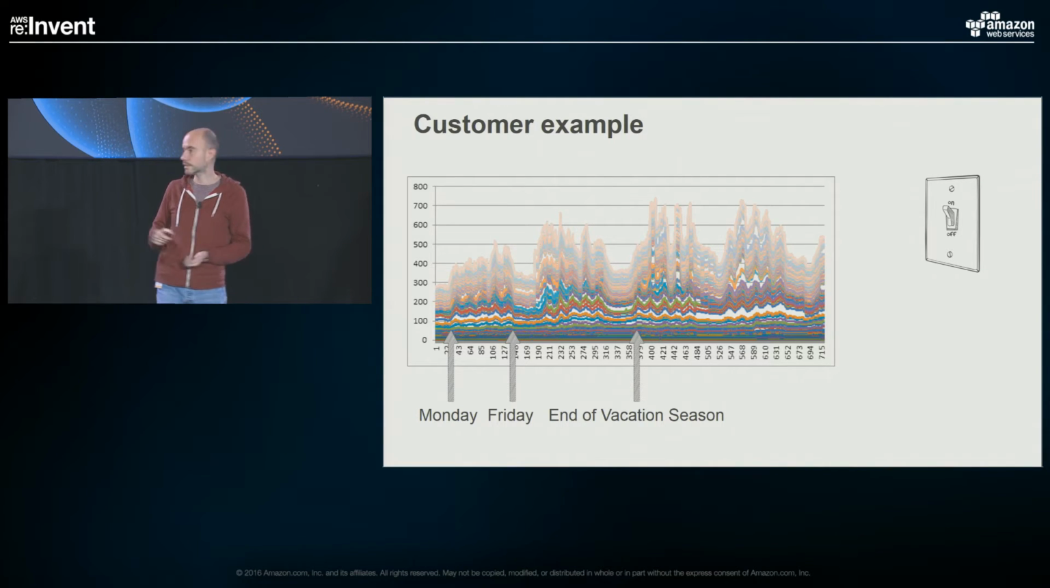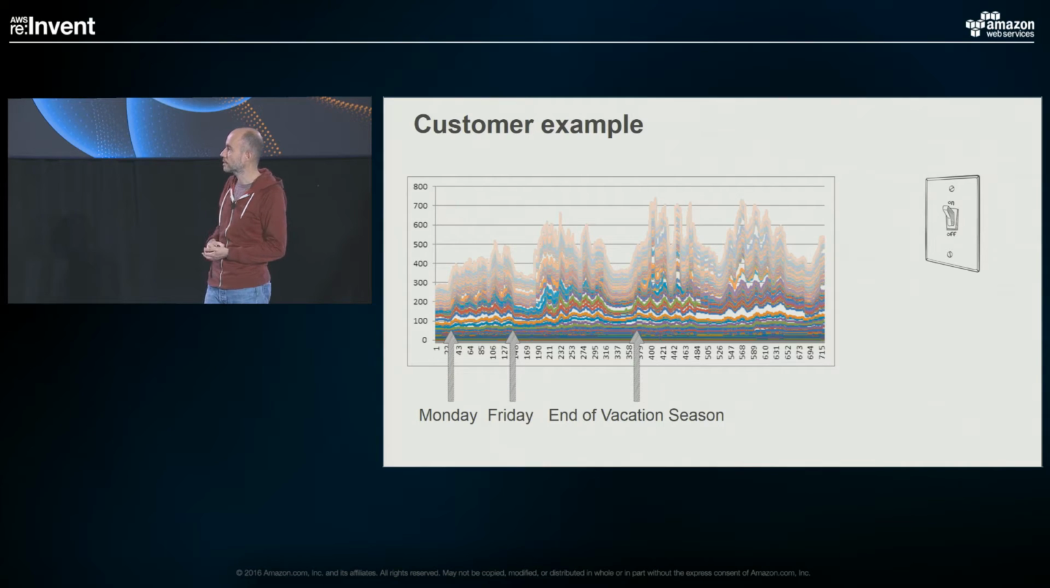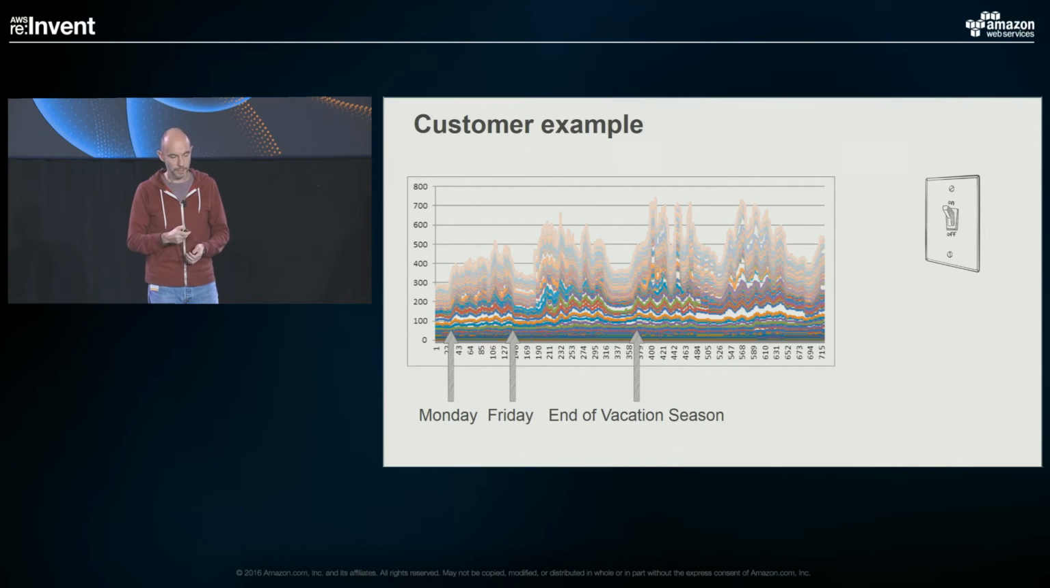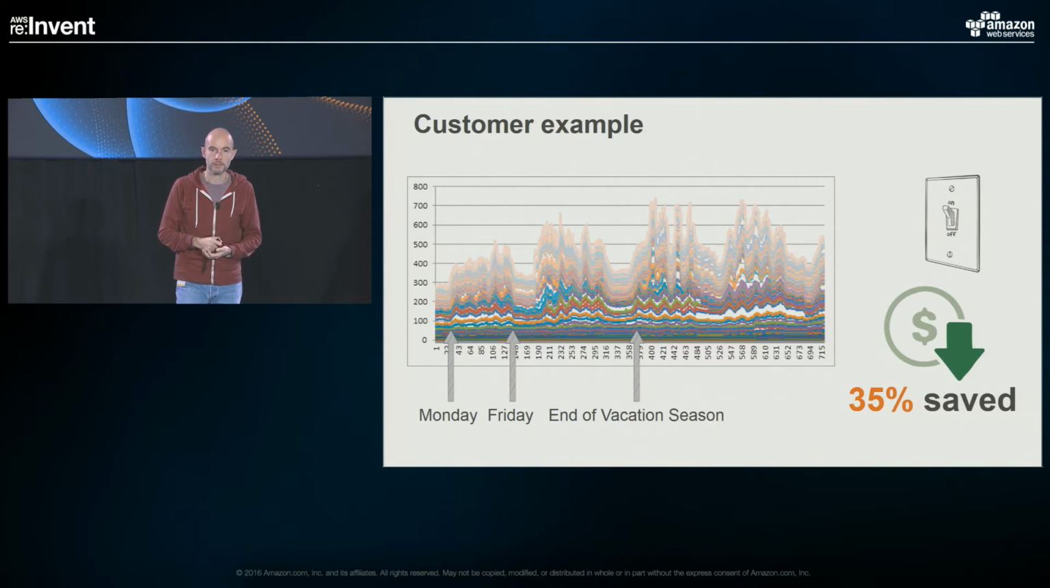And you can see very nicely on this graph for each instance that they run how this affects their total instance usage over time. You can actually make out the weekend on this graph and the vacation period and that sort of things. And in this example, this customer is saving 35% on their EC2 cost just by shutting down instances that are no longer used in their development and test environment.